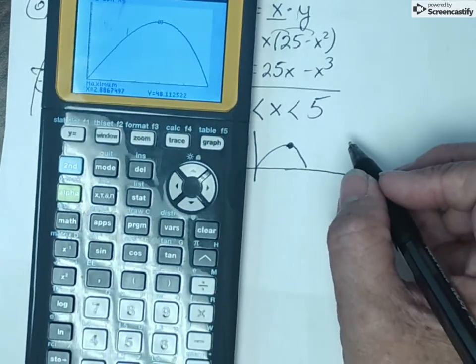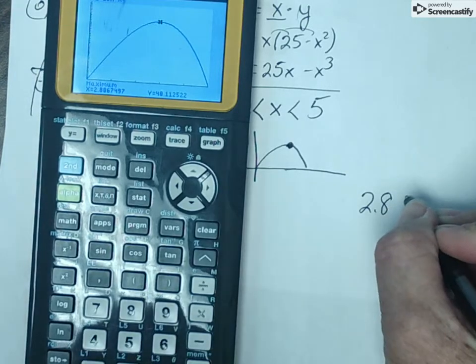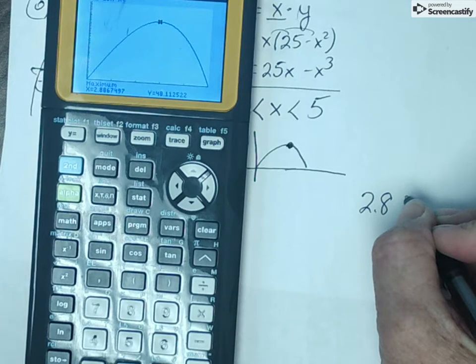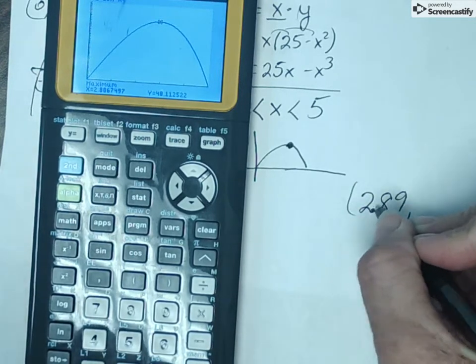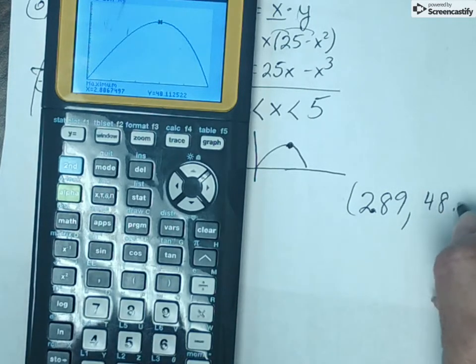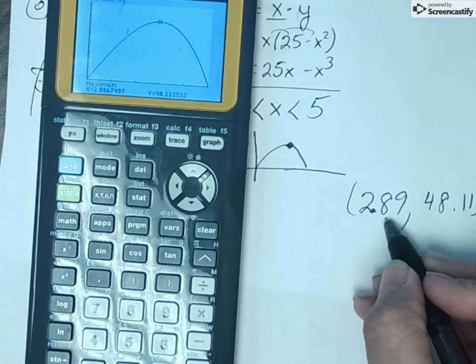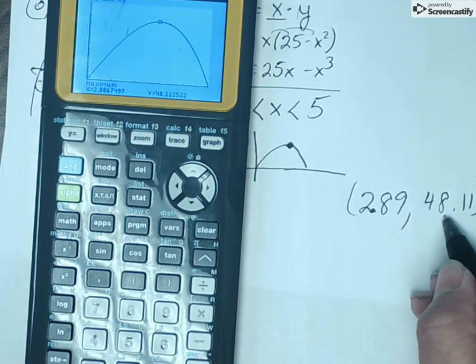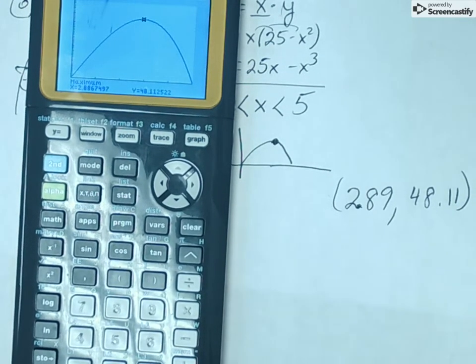It comes back and tells me, round to 2 decimal places, 2.89 is the x value. The y value here is 48.11. So when x is 2.89, I get the maximum area, which is 48.11 units. I don't know what they are, but 48.11 square units. And that is example 2.